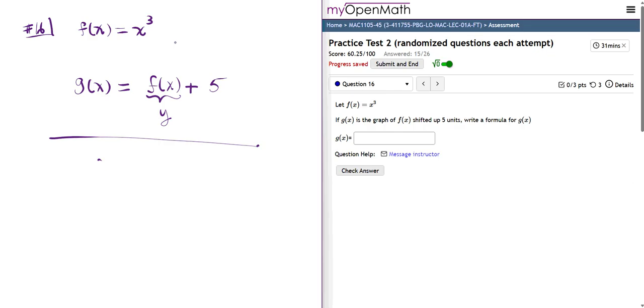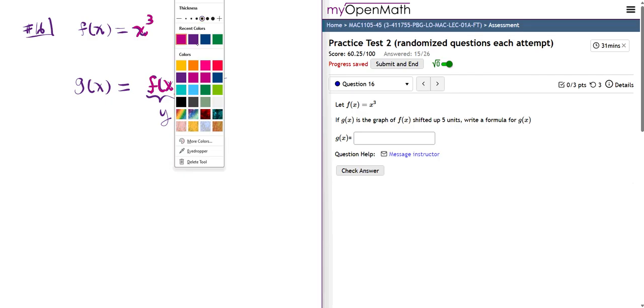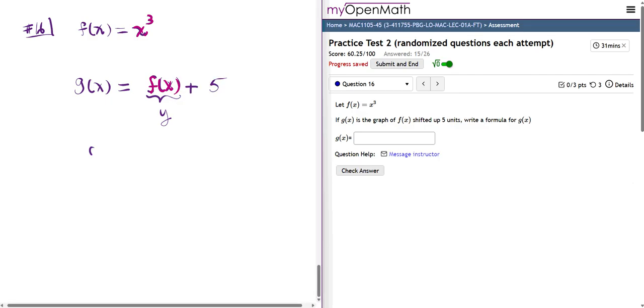So it's actually that simple. If I take the original function, f of x, which it said f of x was equal to x cubed, right? So I have x cubed that I can replace the f of x with, right? So that's going to make this easy. I'm just going to say g of x is equal to x cubed plus 5.